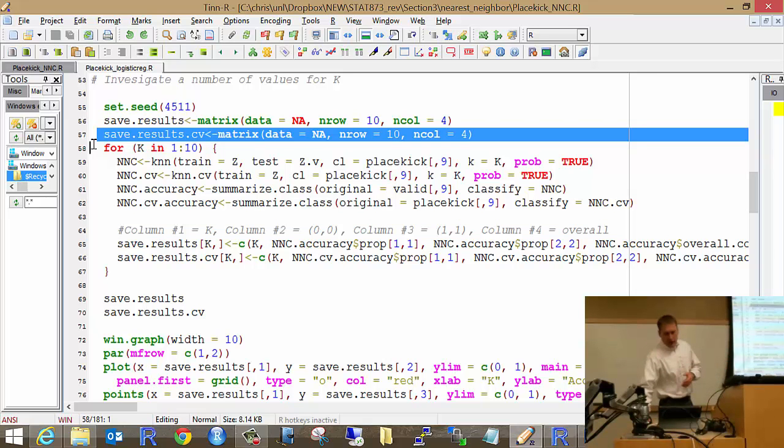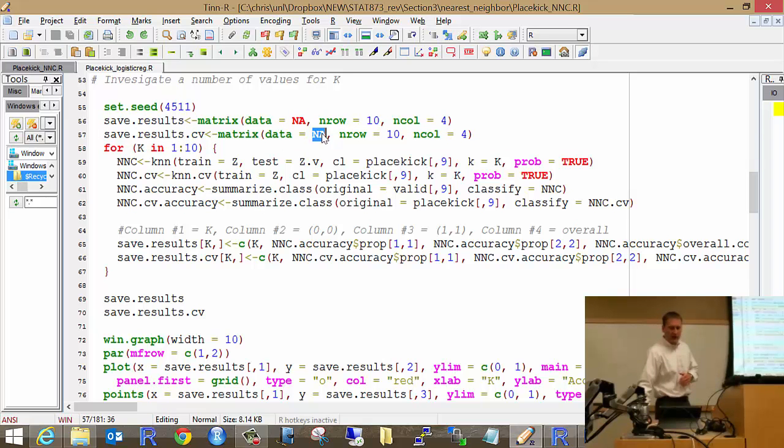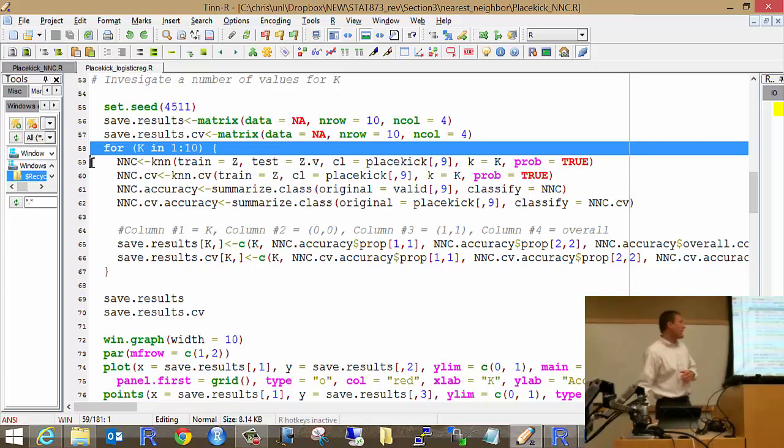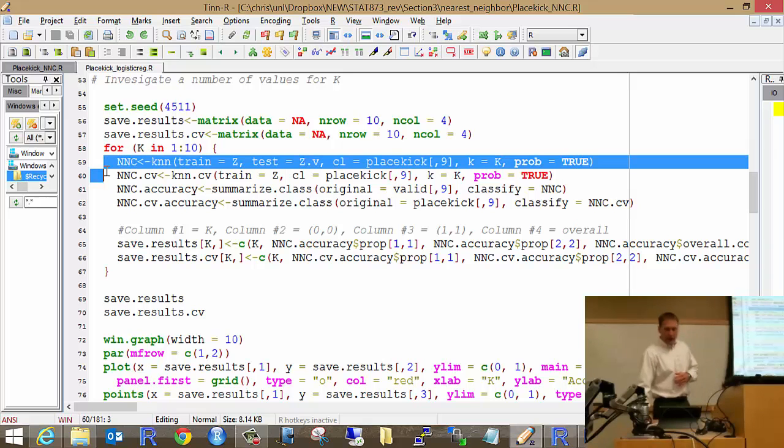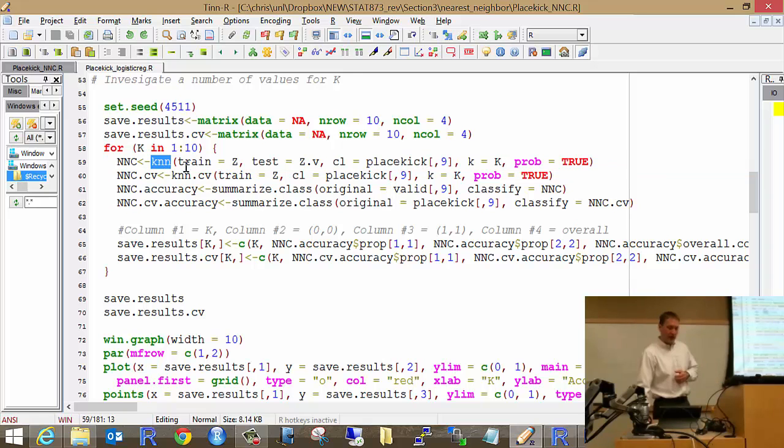I'm also going to create an object called save.results.cv, which contains the results from cross-validation. And notice I'm initializing these matrices with NAs just as a placeholder until I actually put the results in there. So I begin the for loop by saying for k in 1 to 10. The first time through the loop, k is going to be equal to 1. Then I basically use the same kind of code that we had solved previously when we applied these k nearest neighbor methods. First of all, I'm going to use the knn function.